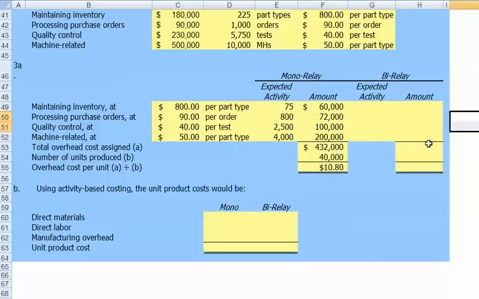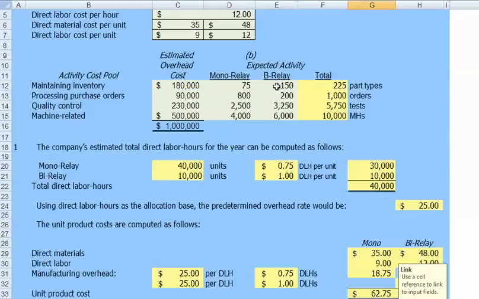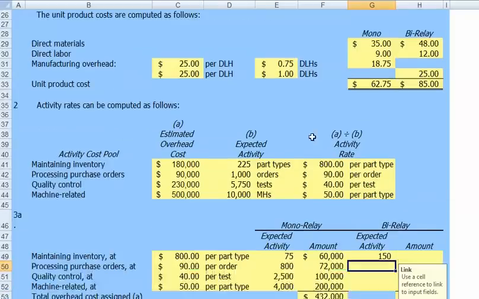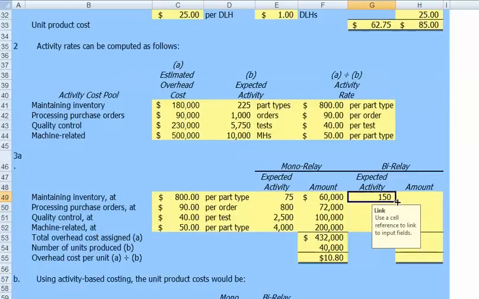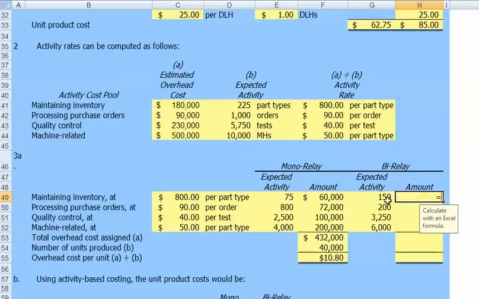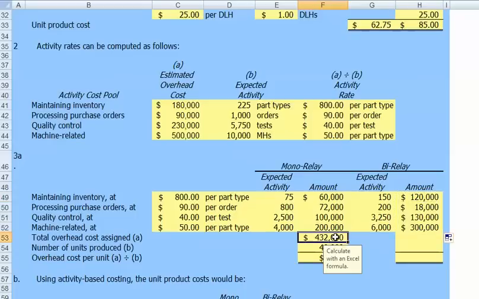All right, for my bi relay, my expected activity, again, that was given. I expect to spend 150 different part types for the bi relay, 200 different purchase orders, 3,250 tests, and 6,000 machine hours. So I'm just going to link to my items above, copy them down, activity level times predetermined overhead rate, or activity rate. I can copy that down, and down here again I need to sum those up.